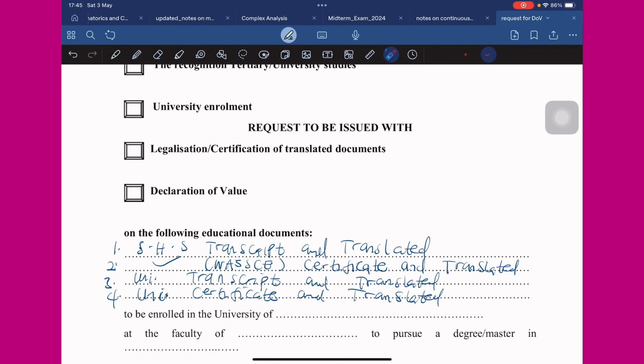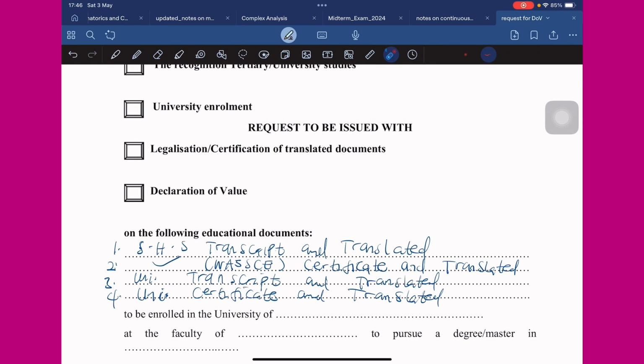So here these are the educational documents needed for the DOV. First of all, they need your SHS transcripts and then translated. So you do have to translate your SHS transcripts, all the documents, into Italian language. But take note here, I just wrote SHS, but it writes everything in full, senior high school. So this SHS means senior high school. And then don't forget to write everything in capital letters.